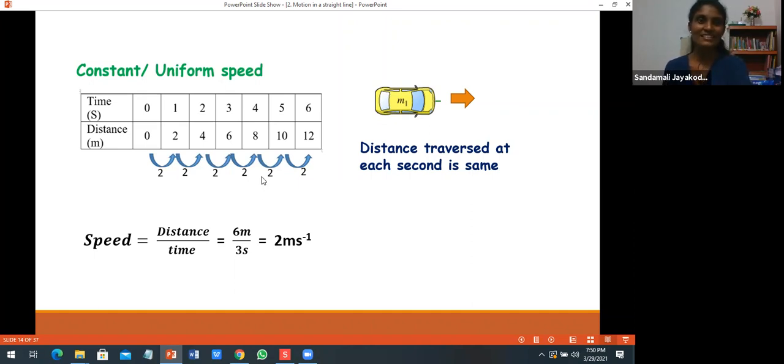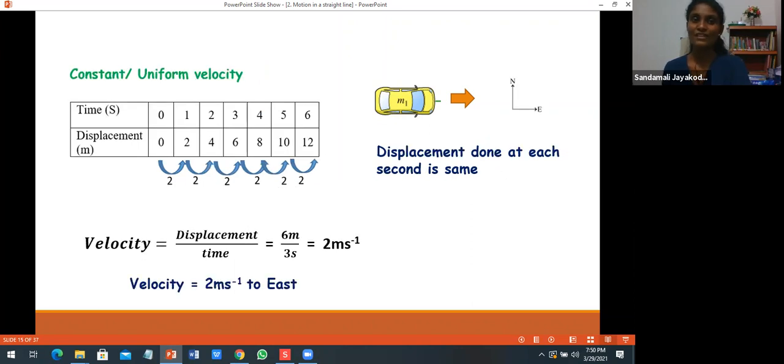Then what is uniform velocity or constant velocity? Uniform velocity or constant velocity means? Can you comment on that? What is the feature of that? Velocity is uniform. That means, can you tell me a little bit about that?